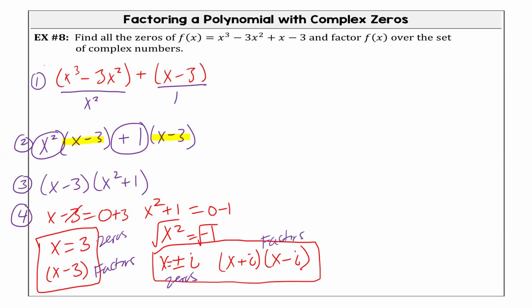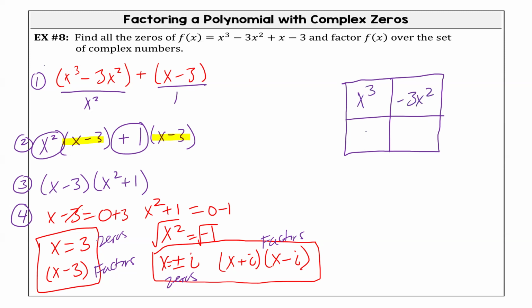How do you feel about grouping? Does anyone need to see grouping alternative, aka the box? I'll do it just in case someone didn't want to say it out loud. Alternative to grouping is reverse box. That means that you have the values and you're plugging them in. So you start off with x cubed minus 3x squared, x, and minus 3. And all you're doing is finding the GCF of every row and every column. That's your main thing. So if grouping isn't your friend, you reverse box.